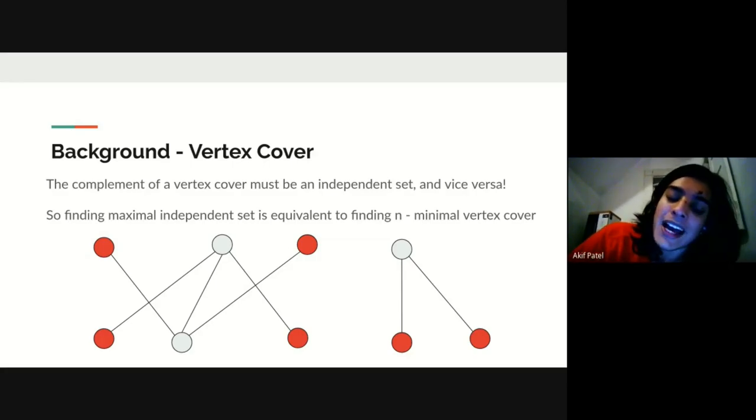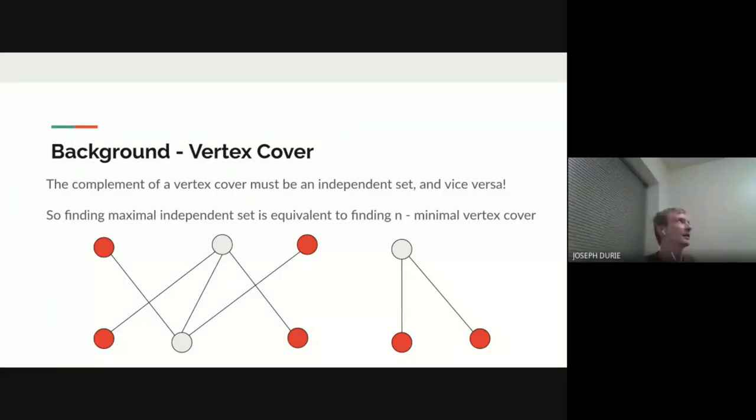And generally, even if you don't have a maximum independent set, if you have some independent set, the complement will still be a vertex cover. It'll just be redundantly a vertex cover. That was kind of a bad explanation, but that's the idea. Joe, do you have a better way to explain that? Basically, if you have an independent set, you know that there are no edges between any of the vertices in there. So all the edges have to have at least one endpoint outside that set. So they have at least one endpoint in the complement, which means that the complement is a vertex cover.